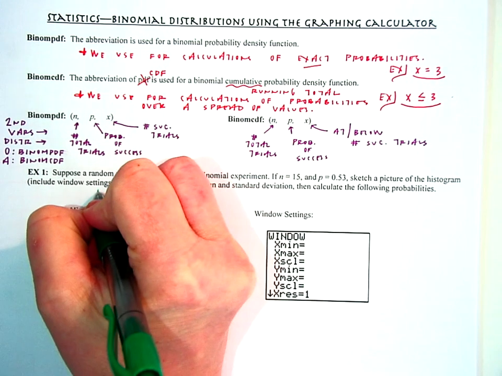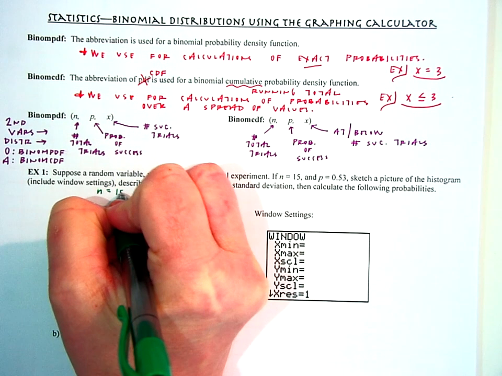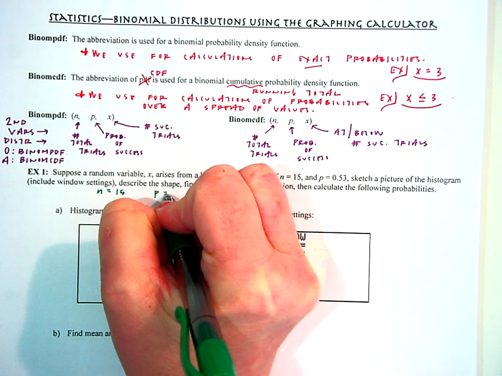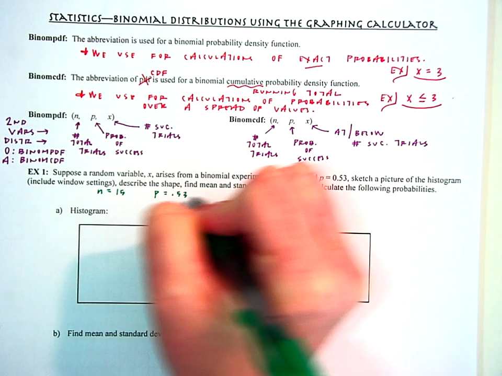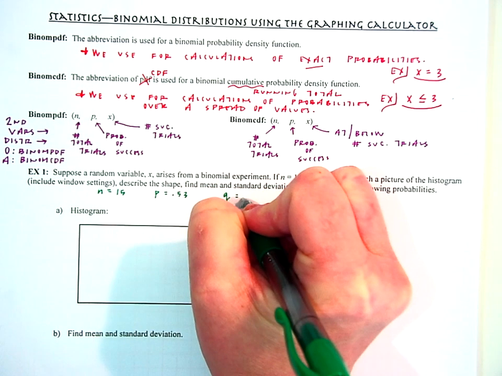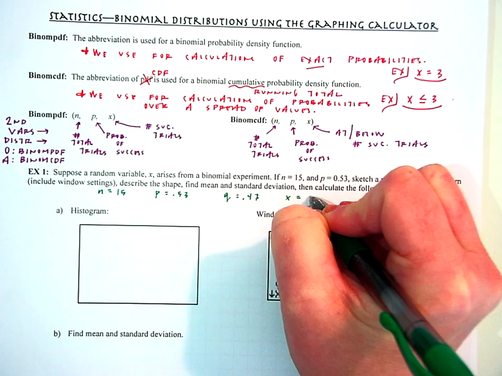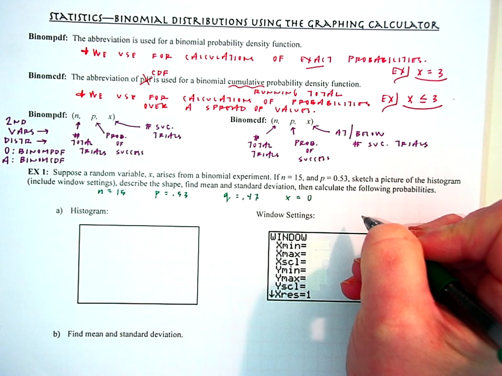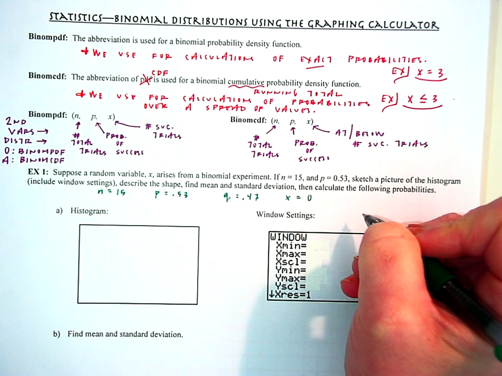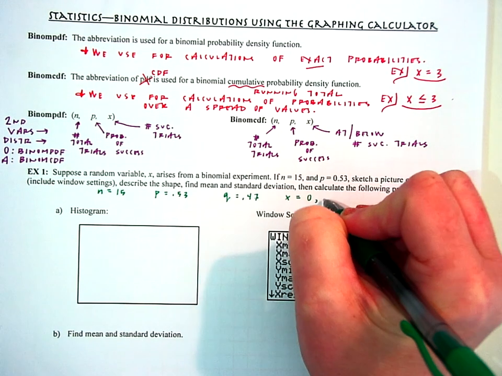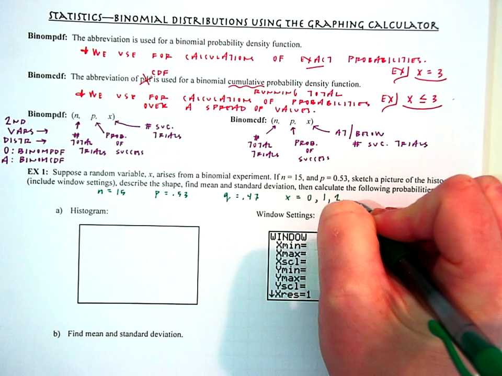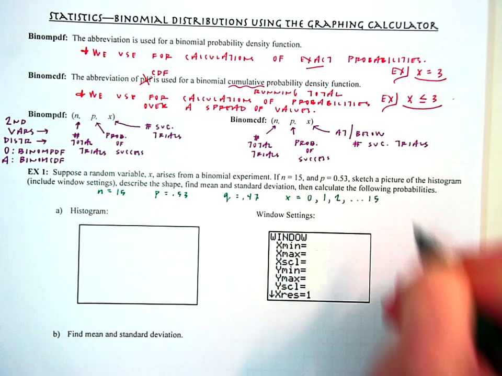So I'm going to say, okay, well, n, I got 15 trials. My probability of success will be 0.53. So failure would be its complement, 0.47. And then what are the values that the random variable could take? Well, it could be nothing, could be everything, or something in between. So it could be exactly 0, could be exactly 1 or 2, all the way up to 15.